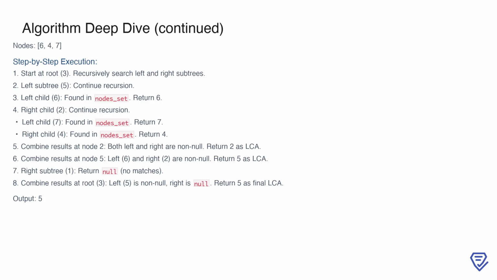Combining results at node 5, we find that the left subtree gives us node 6, while the right subtree yields node 2. Since both are non-null, node 5 becomes the LCA for all 3 nodes. In the right subtree of the root, node 1 provides no matches, so it returns null. Finally, at the root node 3, the left result is 5, and the right result is null, confirming that the overall LCA is node 5. The output is therefore 5.